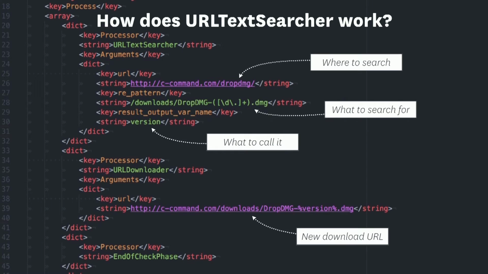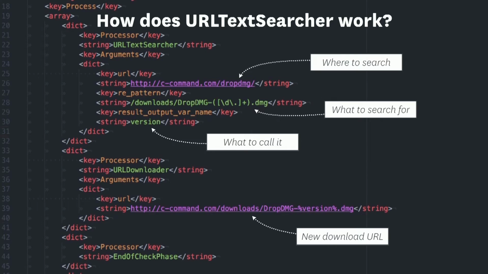So prior to this processor, back in the dark ages, I guess, of AutoPkg, lots of people were writing their own custom processors to do regular expression searches on web pages, scrape the web page and find the download URL. And Jesse realized that, once again, here's another one of these patterns that repeat over and over and over again. Let's make it a lot easier to do. And so we have this URL text searcher processor.